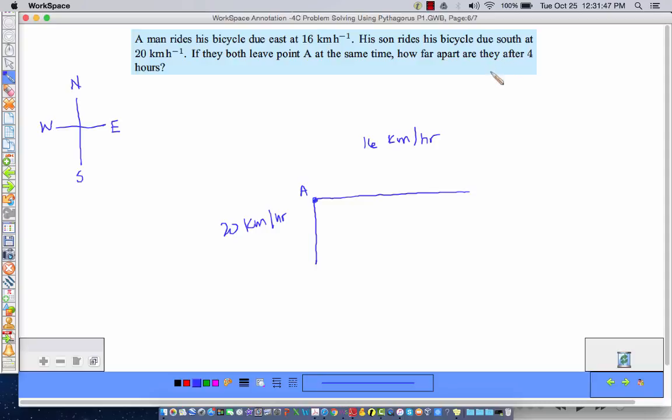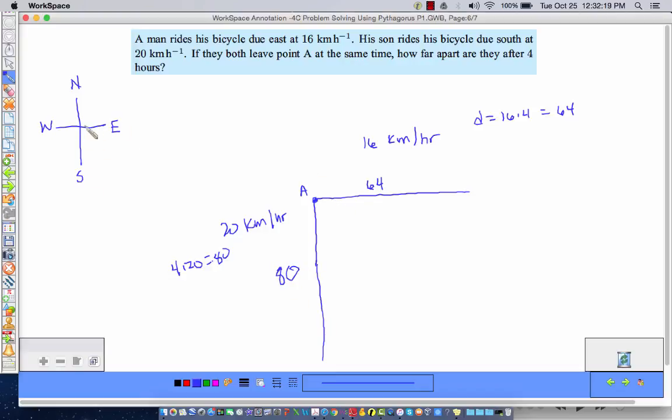after 4 hours? Okay. Well, if this guy rides at 16 kilometers per hour for 4 hours, the distance he rides is equal to 16 times 4, or 64. So he's gone 64 kilometers. And then this guy's length, his son, would be 4 times 20, which is 80. So to get it more to scale, maybe I'll make this longer. You don't have to, but this is 80.